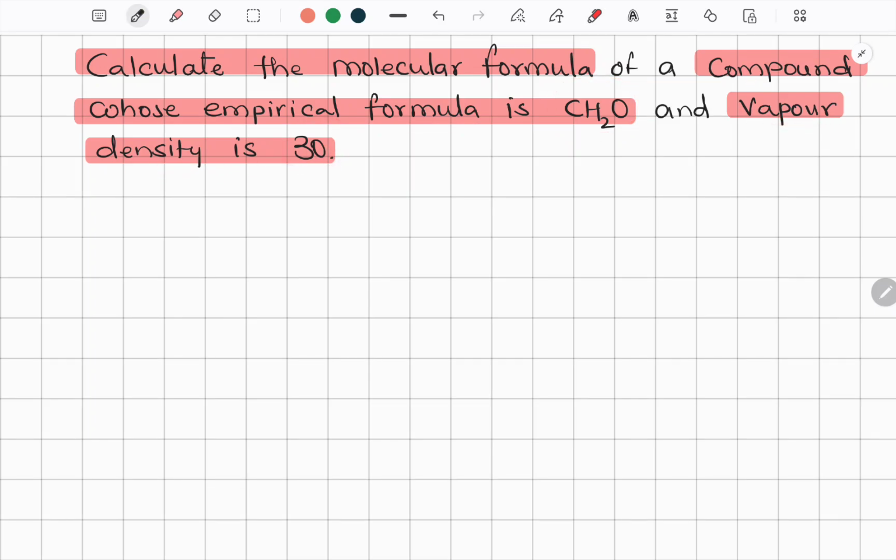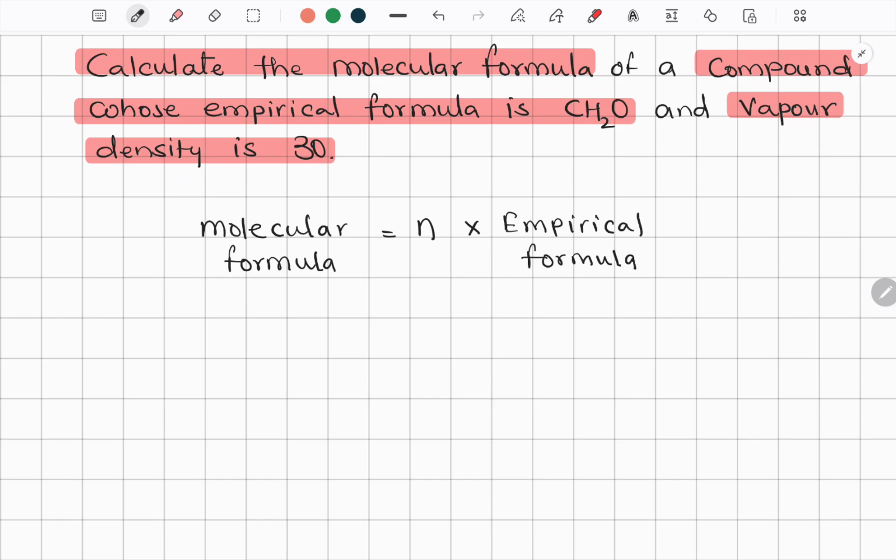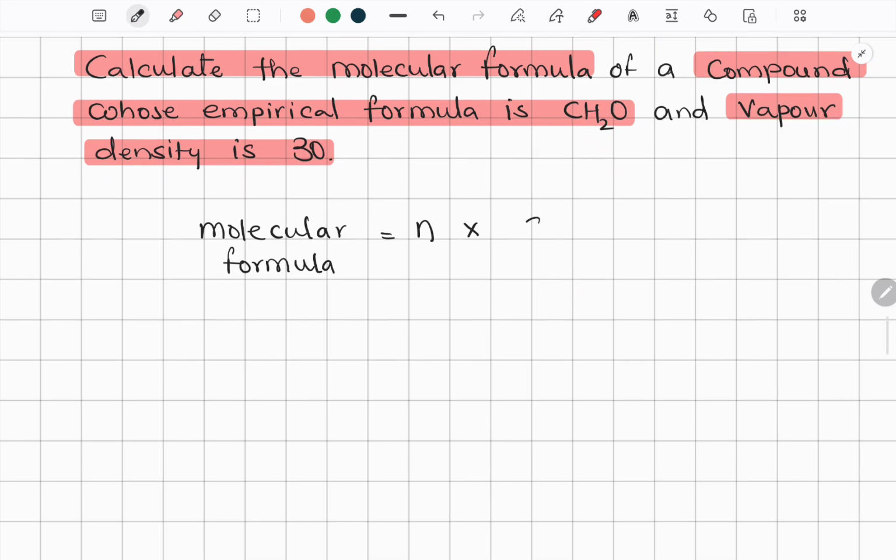Okay, so let's see how can we solve this type of question. So first of all, we need to calculate the molecular formula. If we want to calculate the molecular formula, then what is the formula for the molecular formula? So it's N into empirical formula. Am I right? N into empirical formula. Okay, do we know empirical formula? Yes sir, we know empirical formula. It's CH2O. So let's substitute CH2O over here. So let's multiply it with N and we'll get the molecular formula, right?